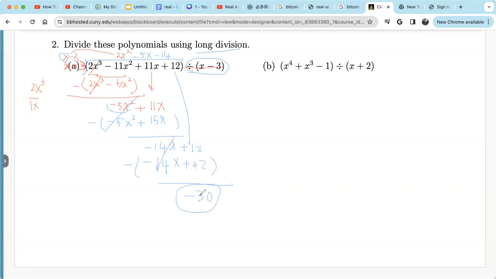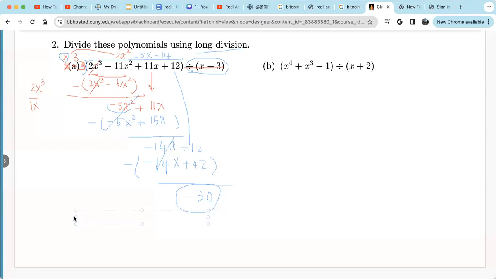The remainder here, negative 30, is a polynomial of degree 0. So it's a lower degree than the divisor, so we're done. So negative 30 is the remainder. So how would we write our answer?